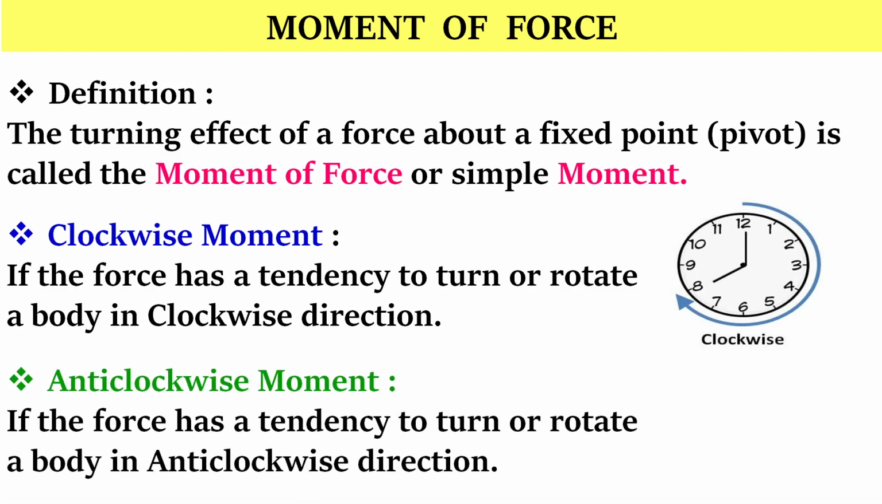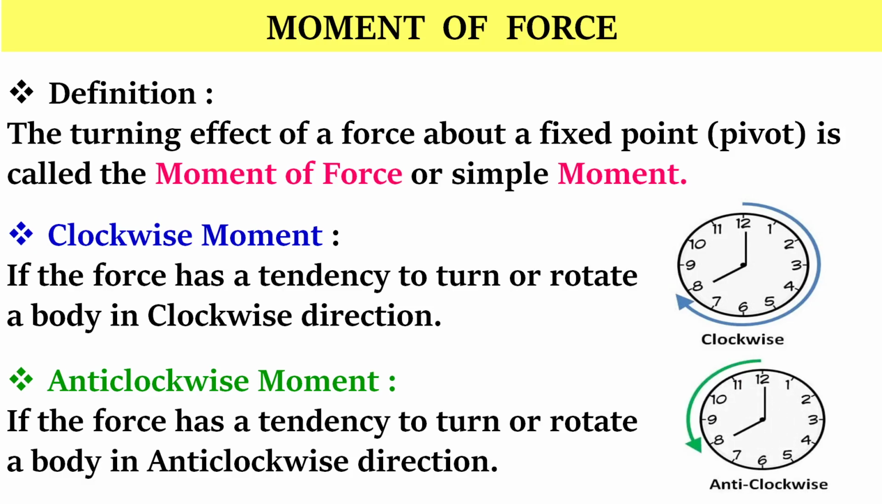Now, next we have anti-clockwise moment. Of course, the needle of the clock will not move from 1 to 2. It will move in the reverse direction from 1 to 12, then from 12 to 11, then from 11 to 10. This is anti-clockwise direction. See the arrow mark. So after applying force, if the force produces a turning effect in the anti-clockwise direction, the force which has a tendency to turn or rotate a body in anti-clockwise direction, the moment of force produced will be called an anti-clockwise moment.